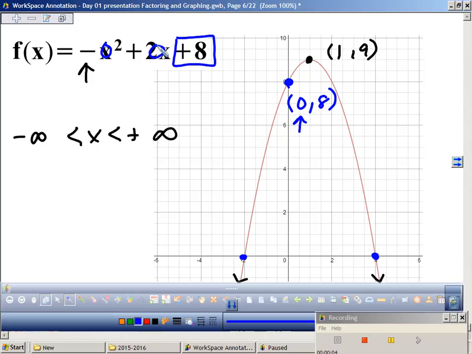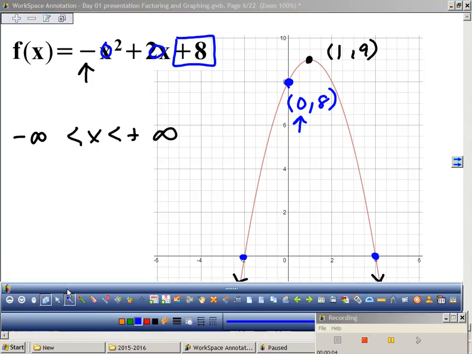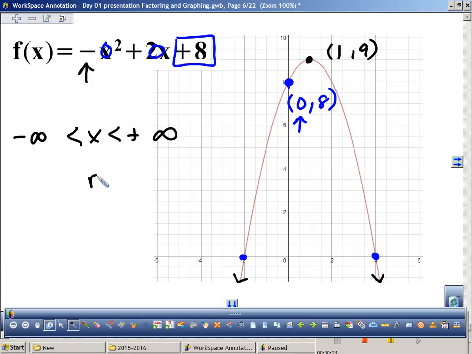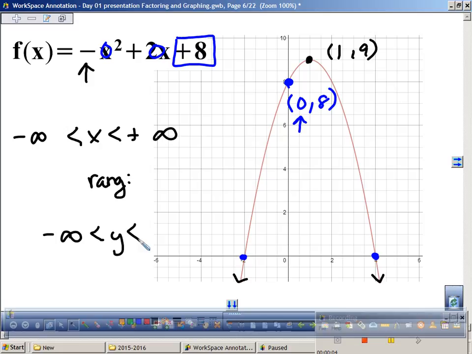Okay, so let's work with this. You guys forgot the range. What's the range? 9. 9. And equal to, right? I didn't spell range correctly.